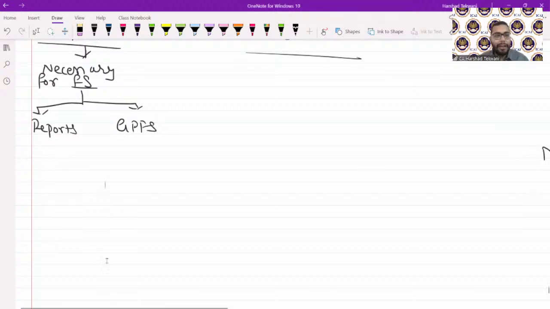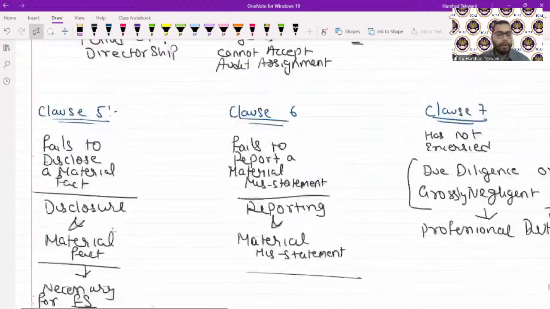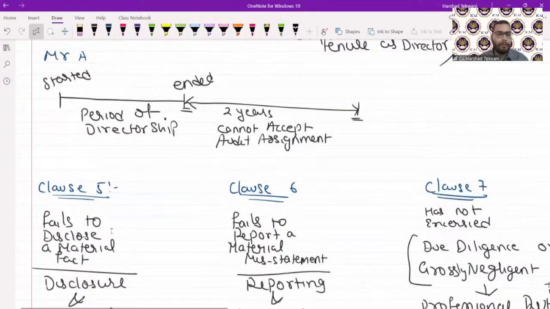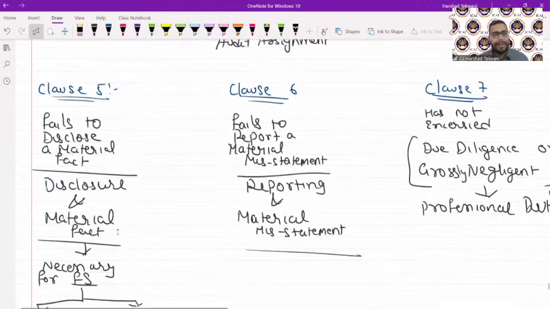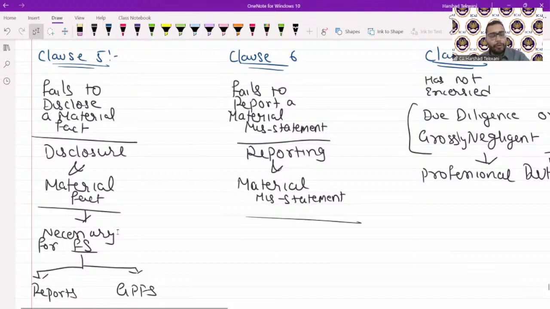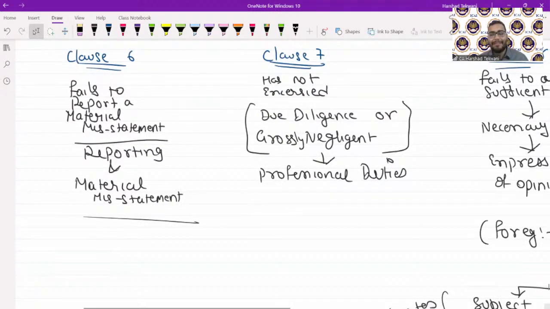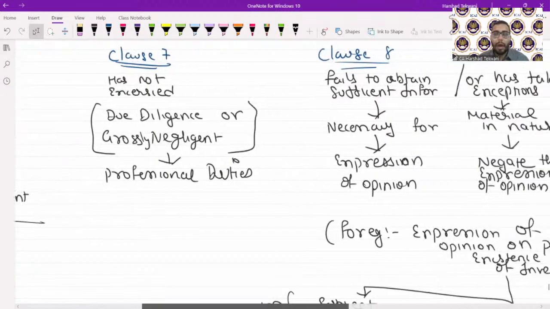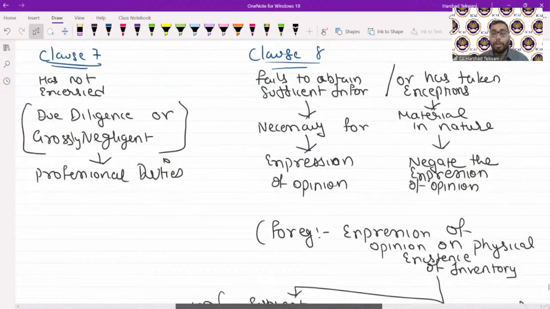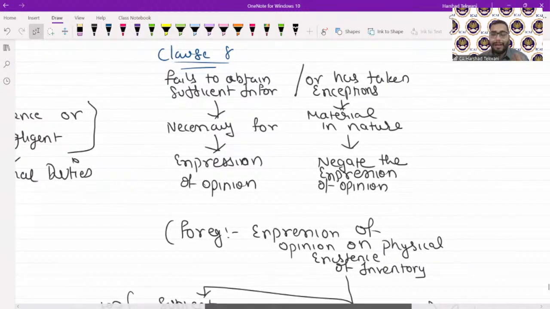So, just a quick recap. Till the last lecture, we discussed various clauses of the second schedule, part 1. We discussed clause 5, fails to disclose a material fact. Clause 6, fails to report a material misstatement. Clause 7, where the chartered accountant or member in practice has not exercised due diligence or was grossly negligent in his professional duties. Clause 8, fails to obtain sufficient information, or the member in practice has taken exceptions which are material in nature and negate the expression of opinion. So these were certain things that we discussed in the last lecture.